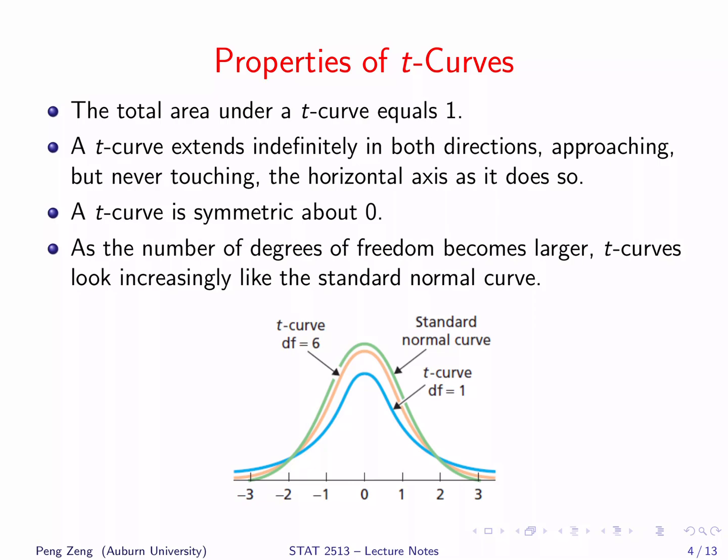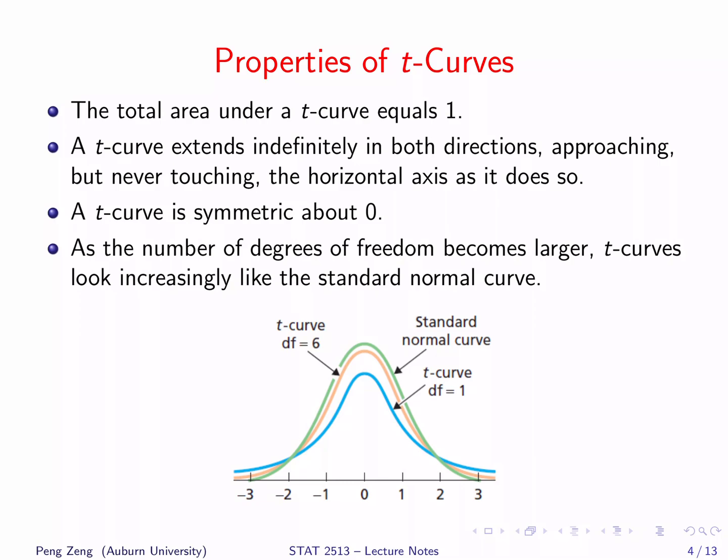This plot shows some t-curves for different degrees of freedom along with the standard normal curve. We can see that the t-curves look like the standard normal curve, but with some differences. It is slightly lower in the center and slightly larger on both tails. In fact, when the number of degrees of freedom increases, the t-curves become closer and closer to the standard normal curve.